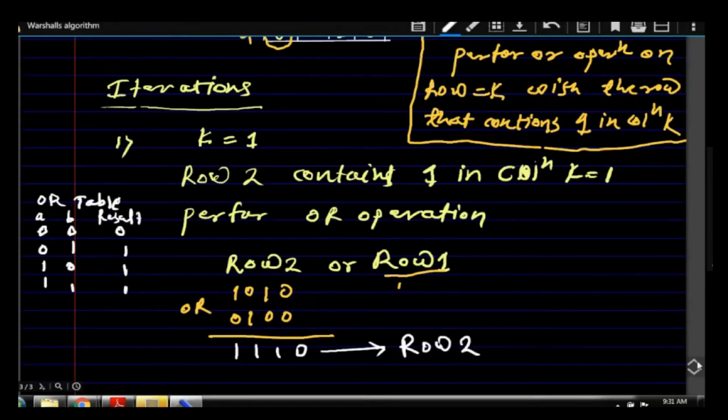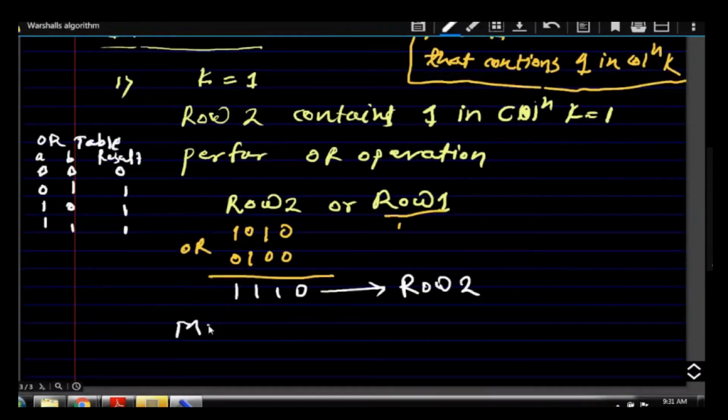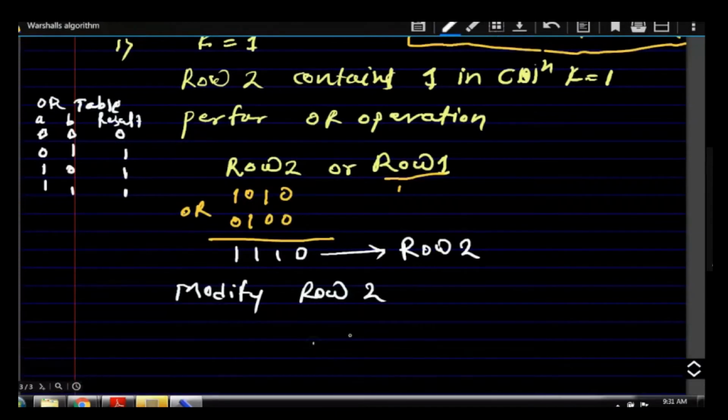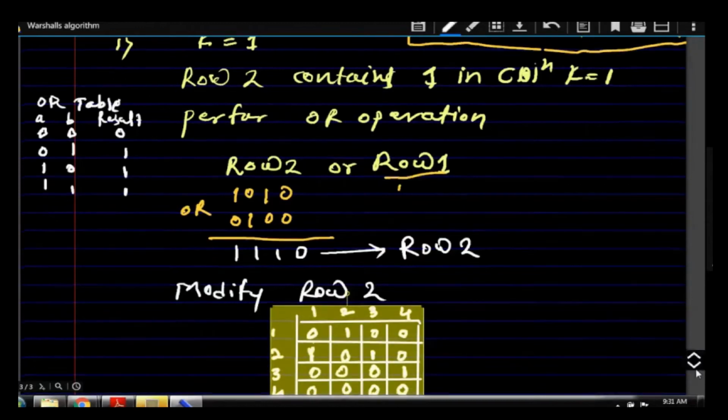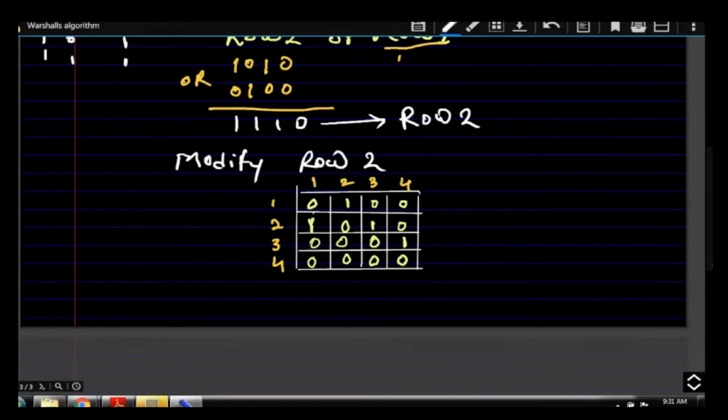In the next step, modify row 2. We just have to modify this row now. We will change the contents of row 2 to whatever we have calculated. The modified contents of row 2 are 1 1 1 0. So this completes your iteration 1.